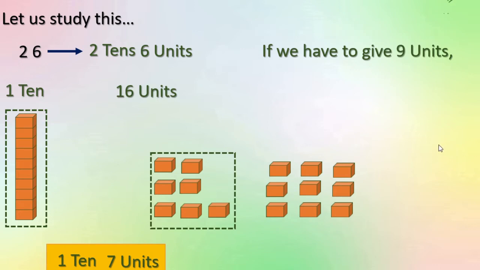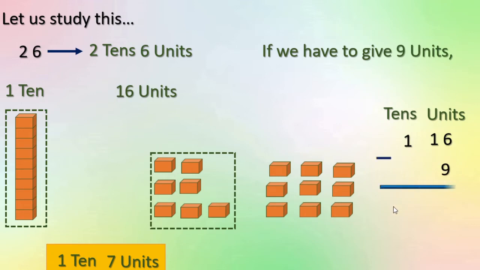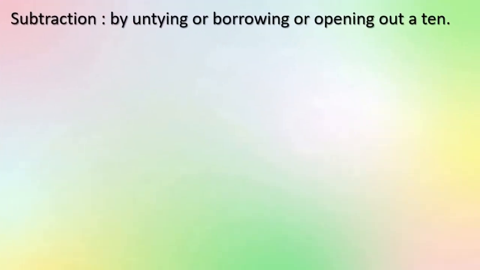Same thing, let us write here units, tens. Okay, now here what did we get? 1 ten and 16 units. Let us write here 16 units and 1 ten minus 9 units, right? Okay, 16 minus 9, we know that this is 7 and 1 ten remains as it is. So our answer is 17. Got this?